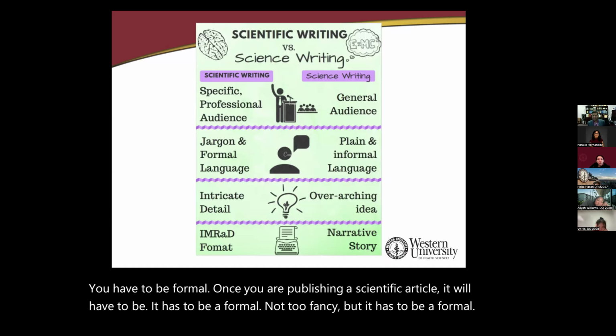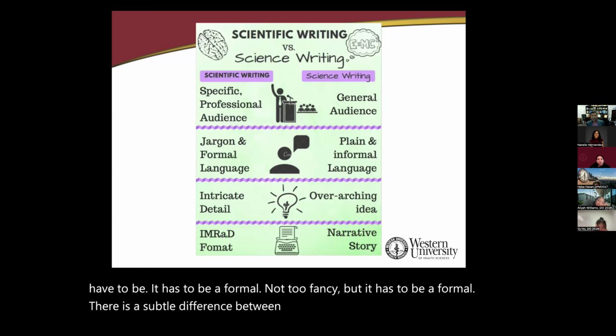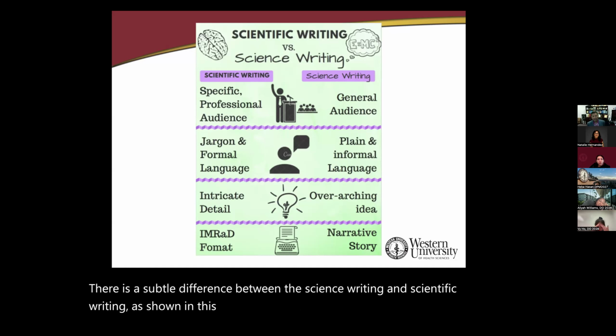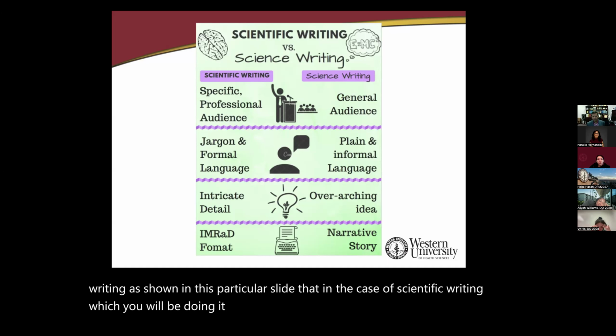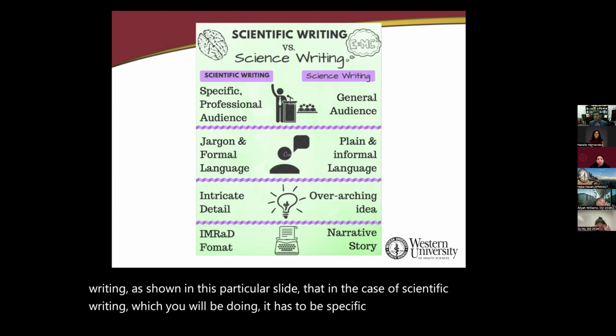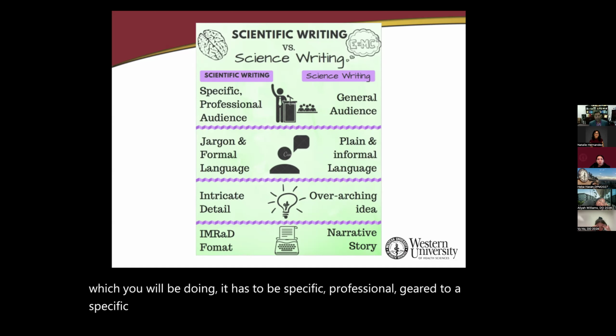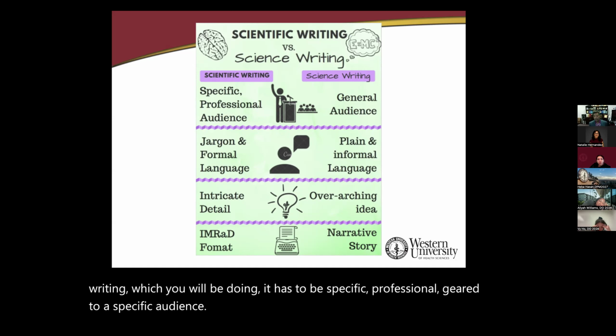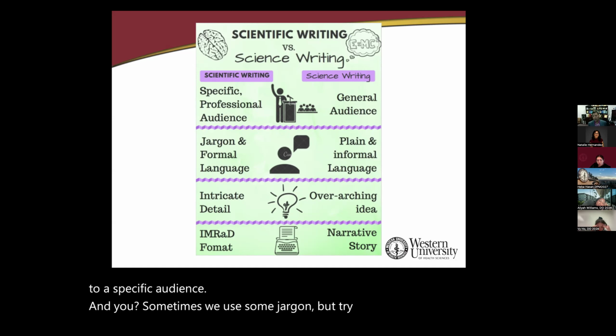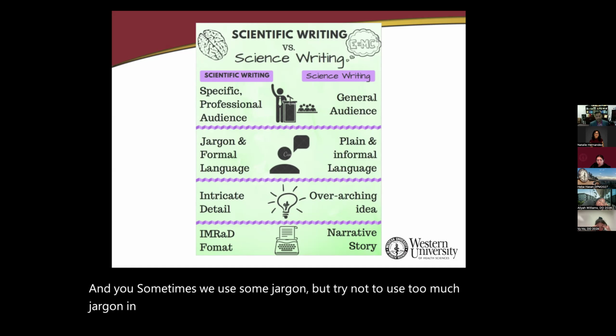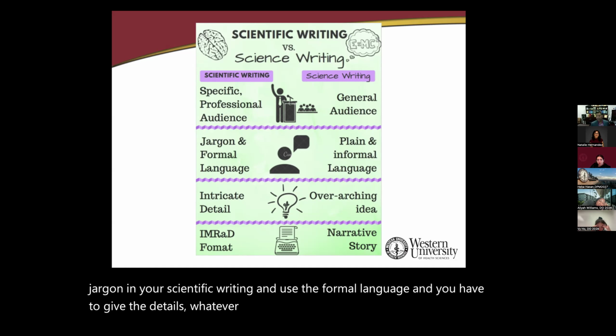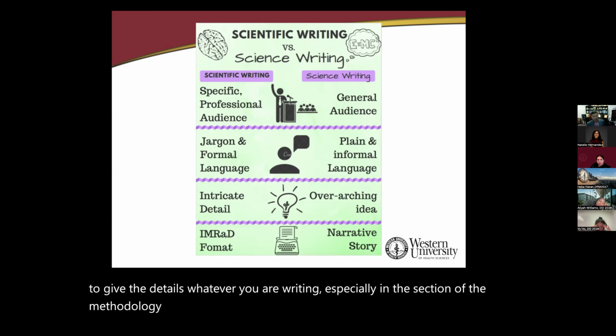There is a subtle difference between science writing and scientific writing. As shown in this particular slide, in the case of scientific writing, which you will be doing, it has to be specific, professional, geared to a specific audience. Sometimes we use some jargon, but try not to use too much jargon in your scientific writing, and use formal language. And you have to give the details, whatever you are writing, especially in the section of the methodology, and we will talk about it.